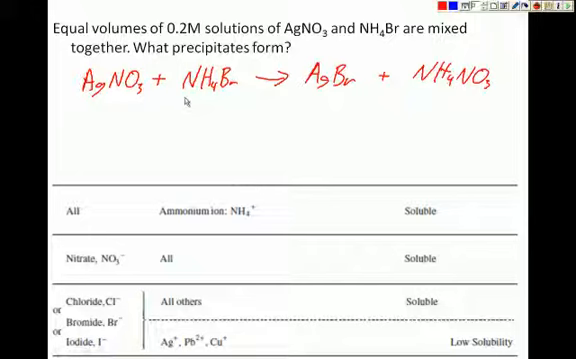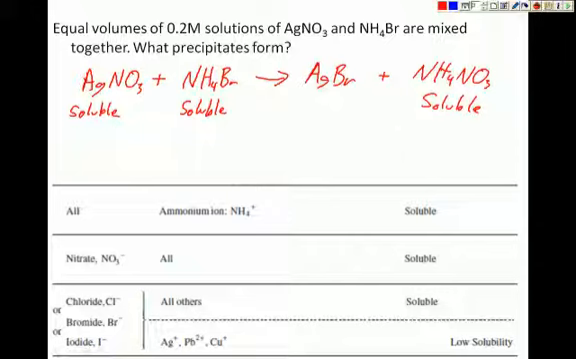If we look at this double replacement reaction, we can figure out AgNO3. As we know from here, anything that is combined with NO3, or nitrate, is soluble, so this is going to be soluble. And anything combined with NH4 is also soluble. And so NH4 and NO3 is also going to be soluble.